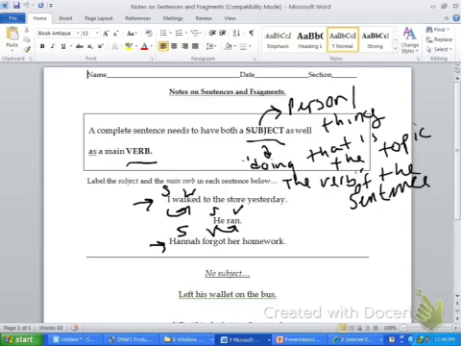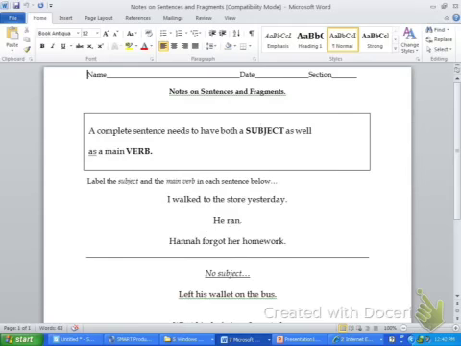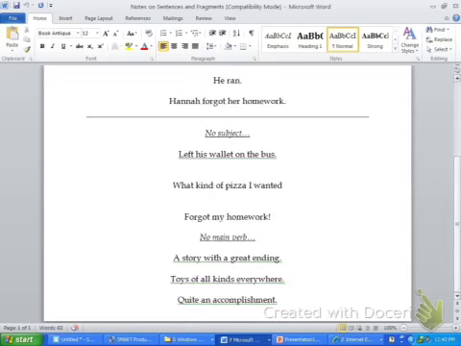Okay? So to be a complete sentence, it needs to have both of those things. If it is missing one of those things, we call it a fragment. A fragment is sort of like a partial sentence, but we cannot label it a complete sentence until we add what it's missing. So sometimes we might be missing the subject. Left his wallet on the bus. This is a fragment. We're missing the subject, so we might need to add the subject: He left his wallet on the bus. So we have the subject he, and he is doing the leaving. So that's your main verb.